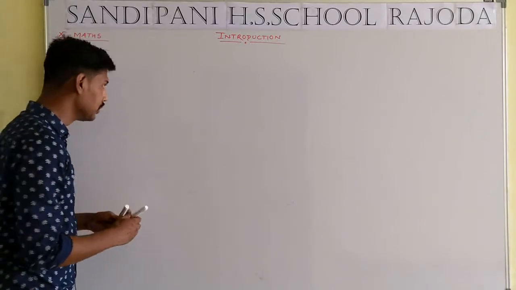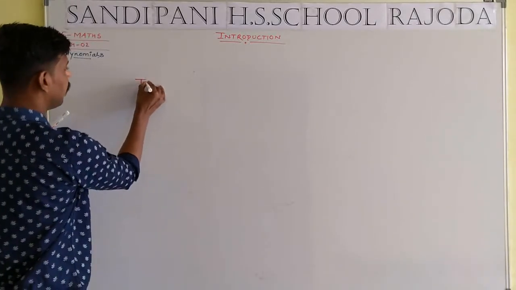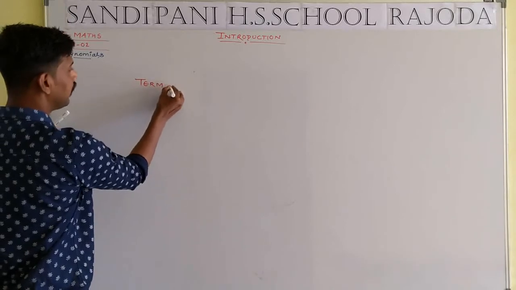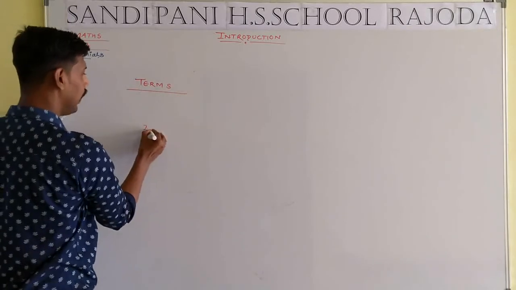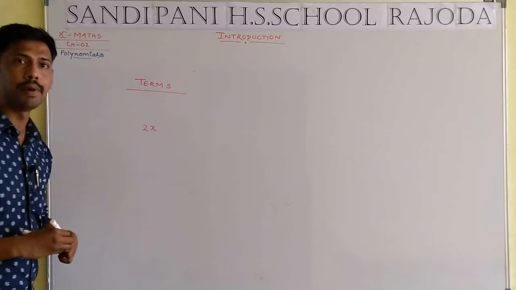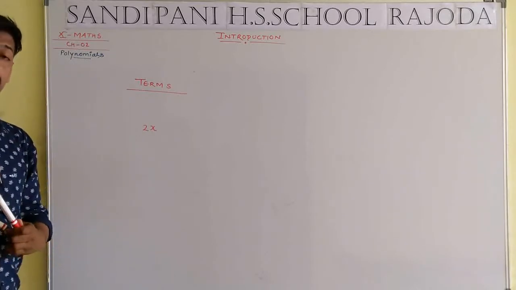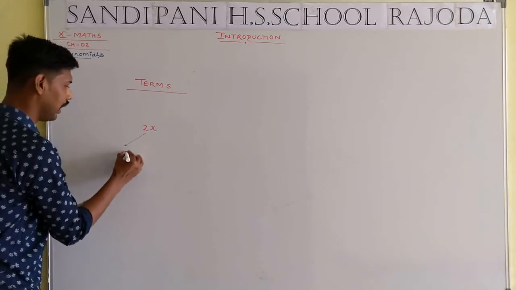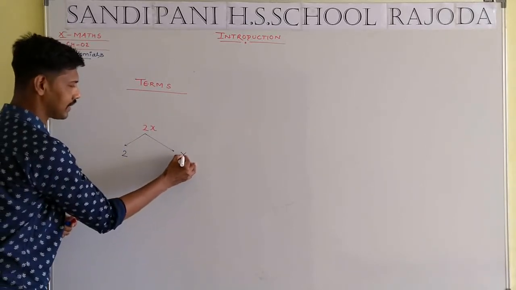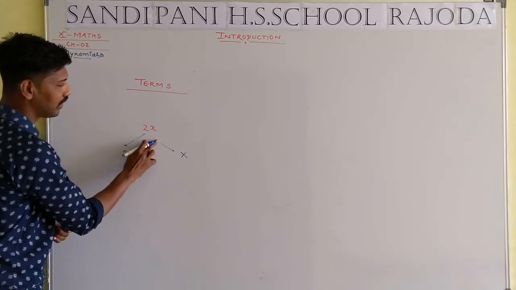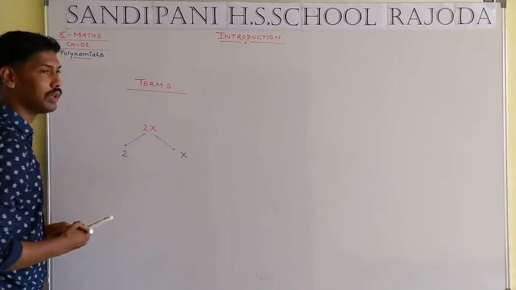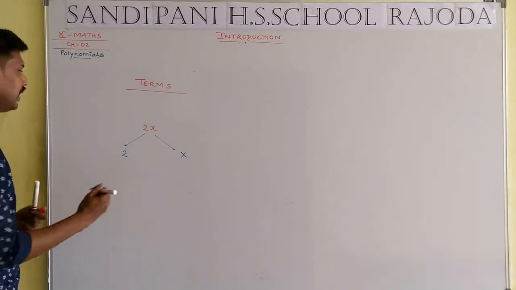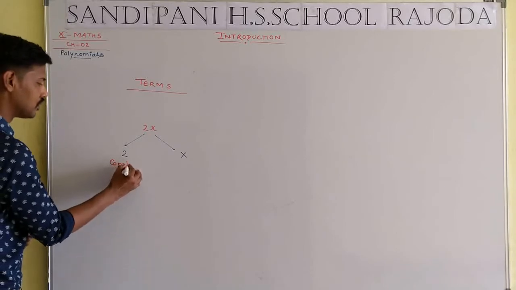Firstly, I introduce a single word, term. What is the meaning of term, students? 2x is an example of a term. In the case of 2x, two parts are there. The first one is the 2 and the second one is the x. What is the meaning of the 2? 2 means a constant.